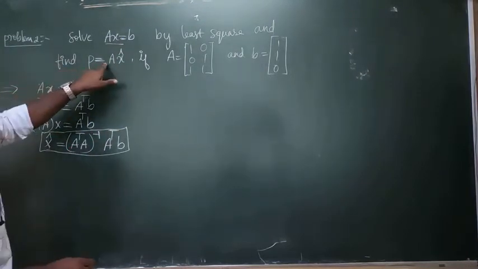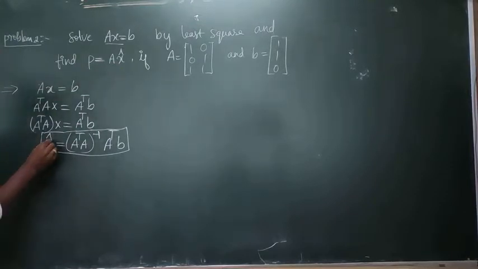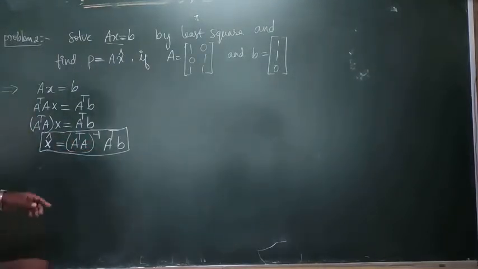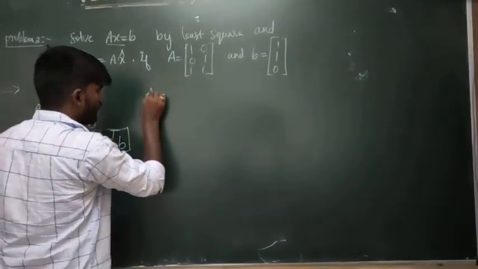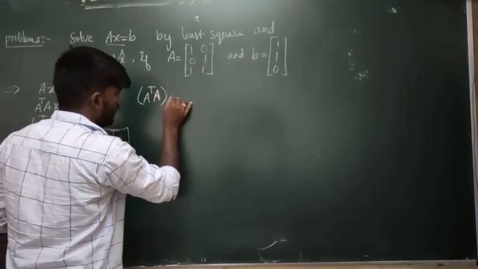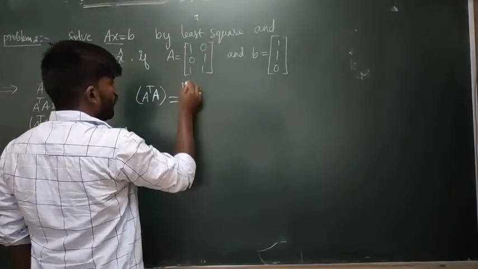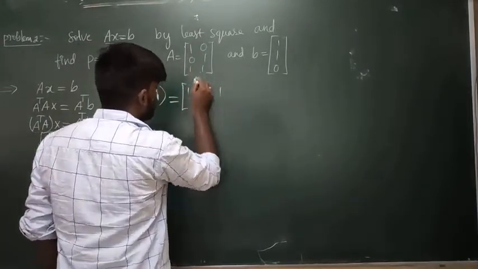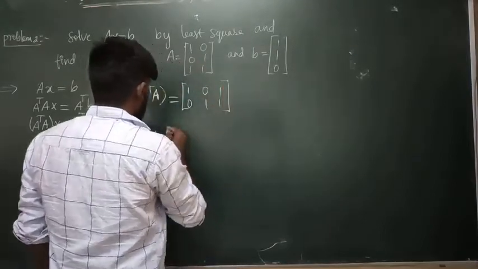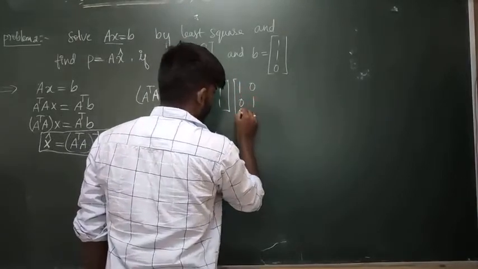We have to find p = A x hat. First we have to find x hat. For x hat we need (A transpose A) inverse, so first we have to find A transpose A. We multiply the A transpose matrix and the A matrix. A transpose is the transpose of A: [1 0 1; 0 1 1], and A is the matrix [1 0; 0 1; 1 1].